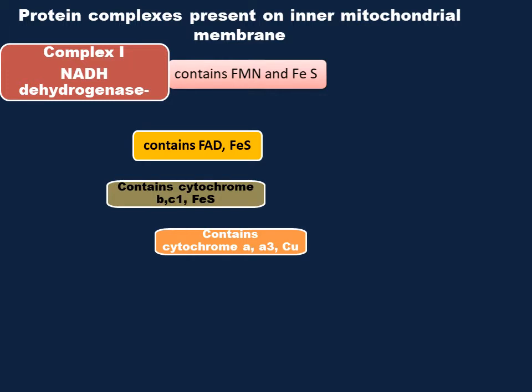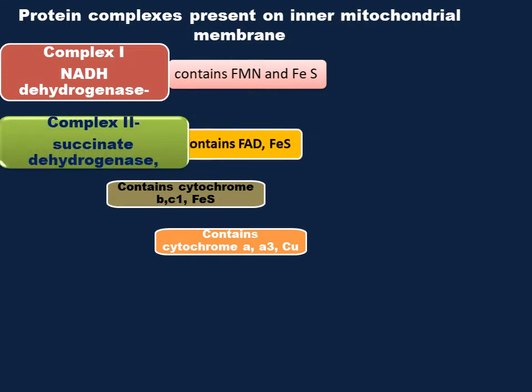The next complex is complex 2, that is succinate dehydrogenase. Succinate dehydrogenase contains FAD and iron sulfur. So the FAD, when it is getting converted to FADH2, FADH2 will give the electrons to iron sulfur that is present in the complex 2.